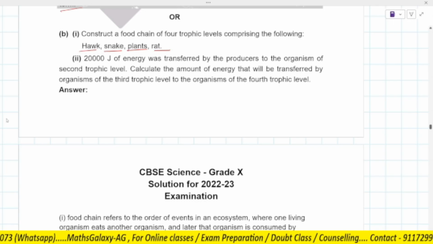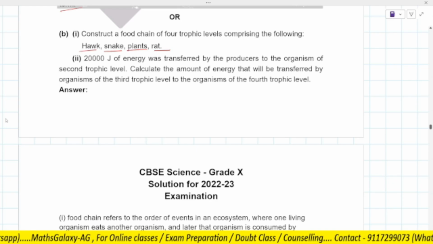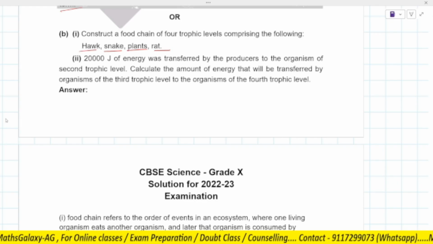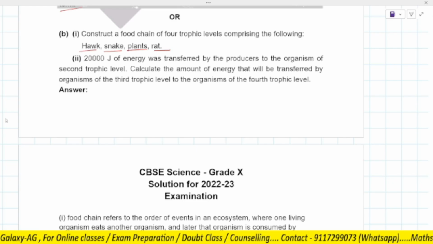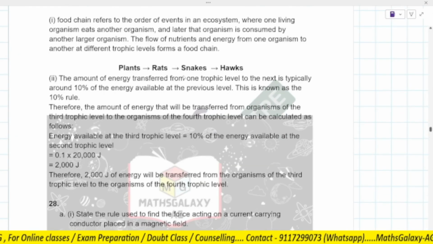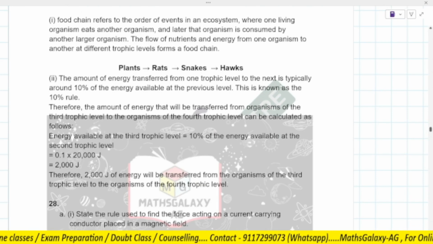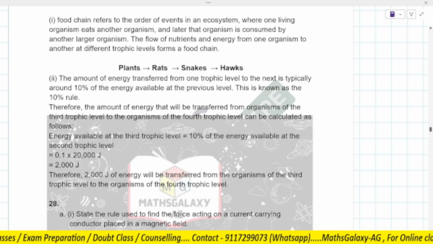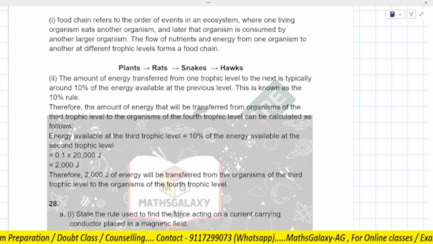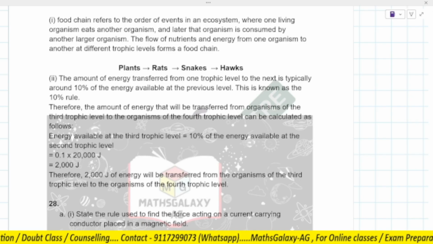So when we go upwards, the energy will decrease by 10 times, or when we come from upwards to downwards levels, it will increase by 10 times, okay? As you can see here, the amount of energy transferred from one trophic level to the next is typically around 10% of the energy available at the previous level. This is known as the 10% rule, okay? Therefore, the amount of energy that will be transferred, you have to write in the same way, just like this.